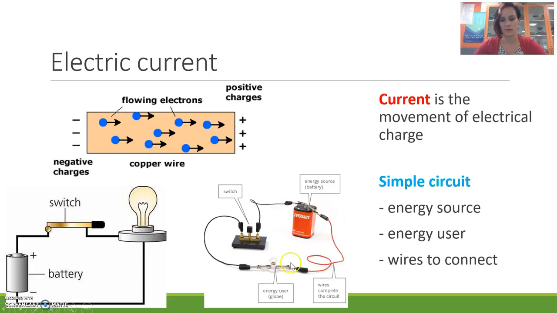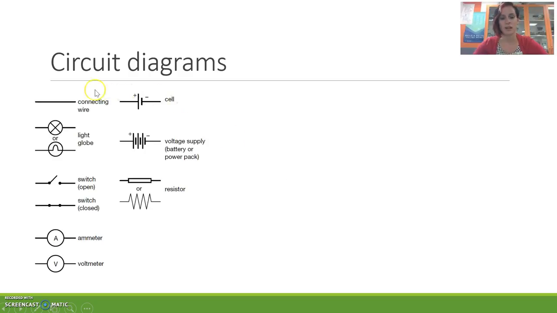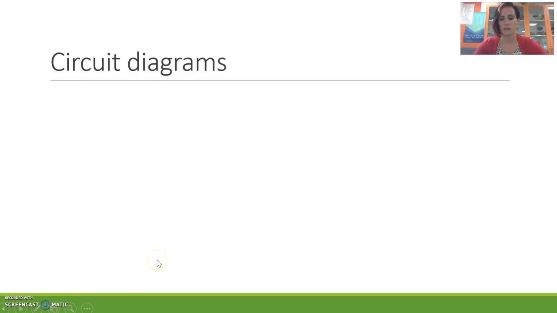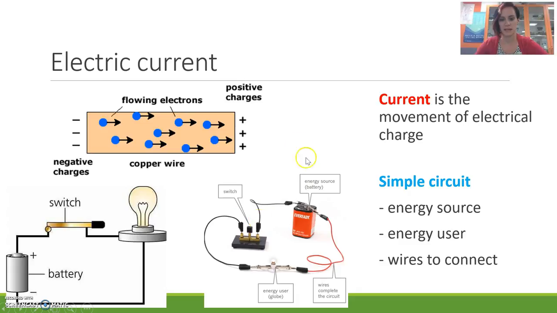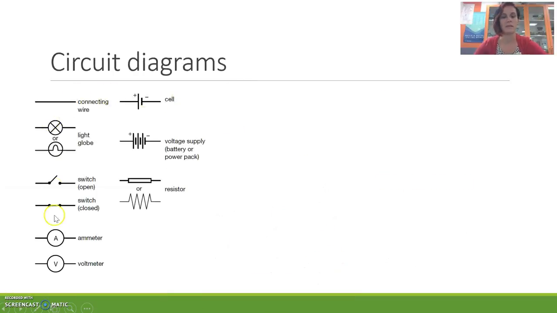Here's our energy source, and here is our little light globe. Our circuit diagrams can be drawn. If you aren't a particularly good drawer and you can't really depict this very well, we've got scientific ways of doing that. So we can say, here's our energy user, here's our switch, it's open or it's shut, and here's our connecting wire and all those kinds of things.